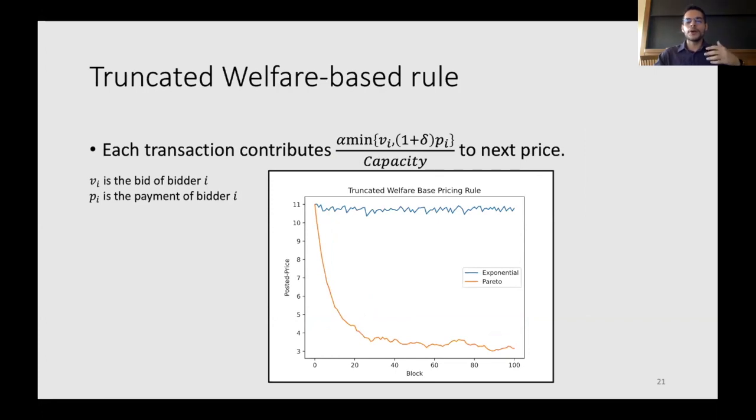So we truncate how much each bid is allowed to contribute to the next price, and that avoids this volatility in the pricing rule. So for example, here you see that the prices are way more stable when you truncate the values, and you can also recover the same results as before. You get convergence, and you can also get a condition for stability for this pricing rule.